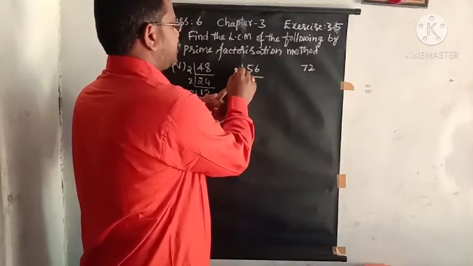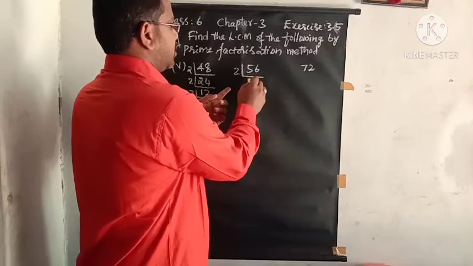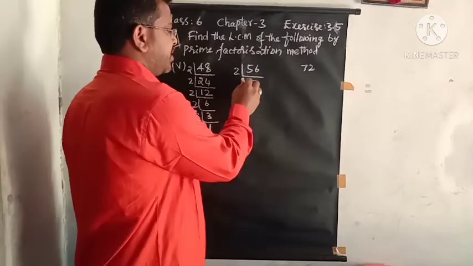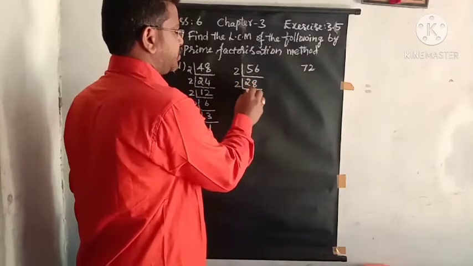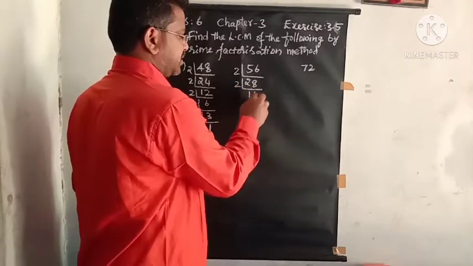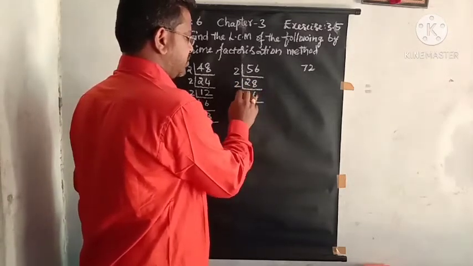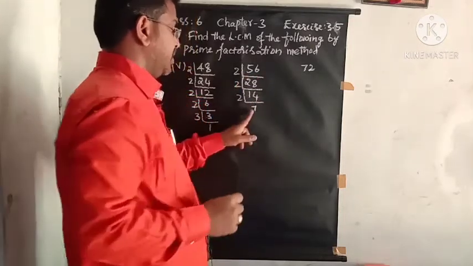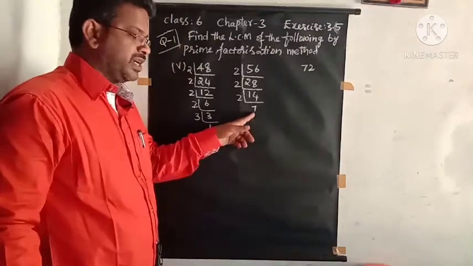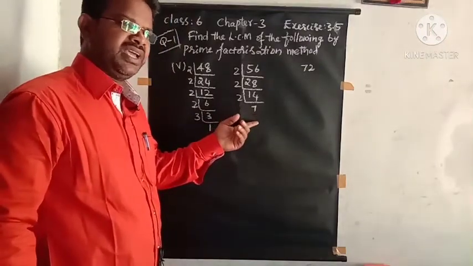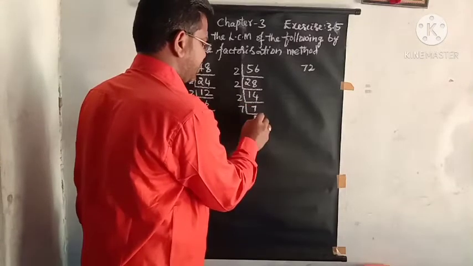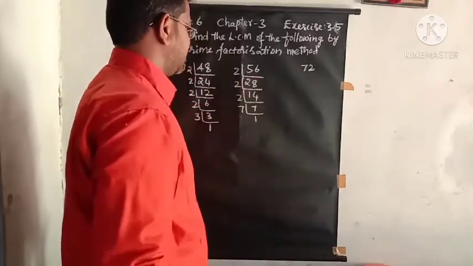Then we write the prime factorization of 56. The smallest prime factor is 2, so 28. Again 28 is divided by 2, 14. Then 14 is divided by 2, so we take 2 again, and get 7. This time it is not divisible by 2, 3 and 5. It is divided only by the prime number 7, so we get 1.